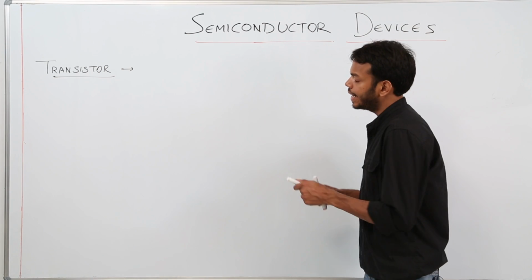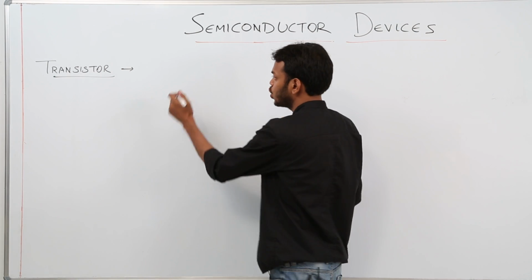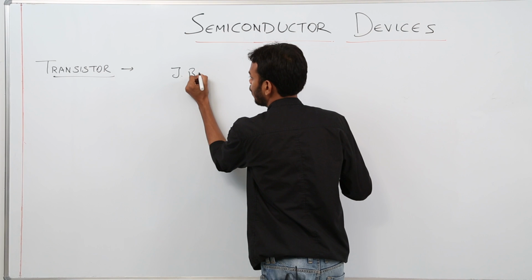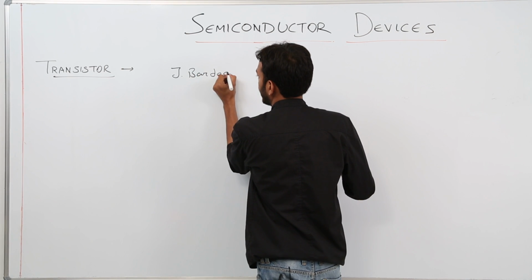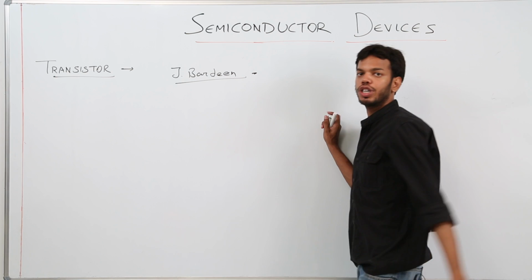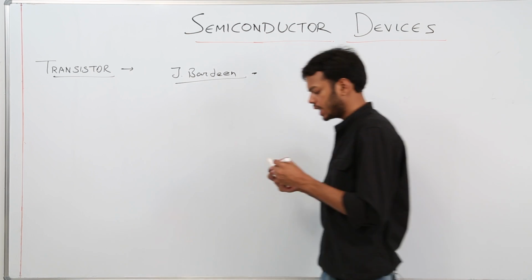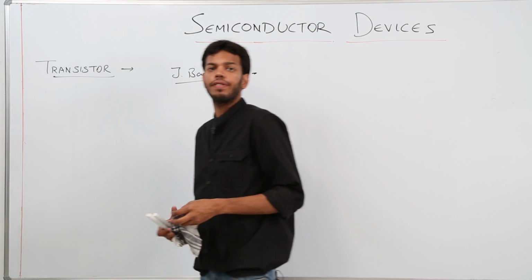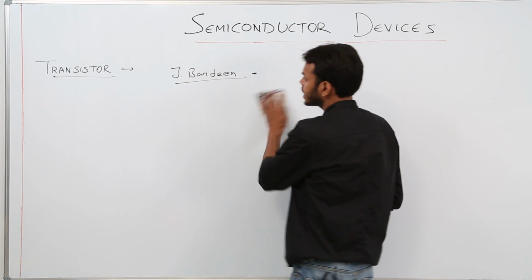Transistor. The credit of inventing this transistor goes to J. Bardeen from Bell Laboratories, USA. It was invented in 1947, just for data's sake. So what exactly is a transistor?